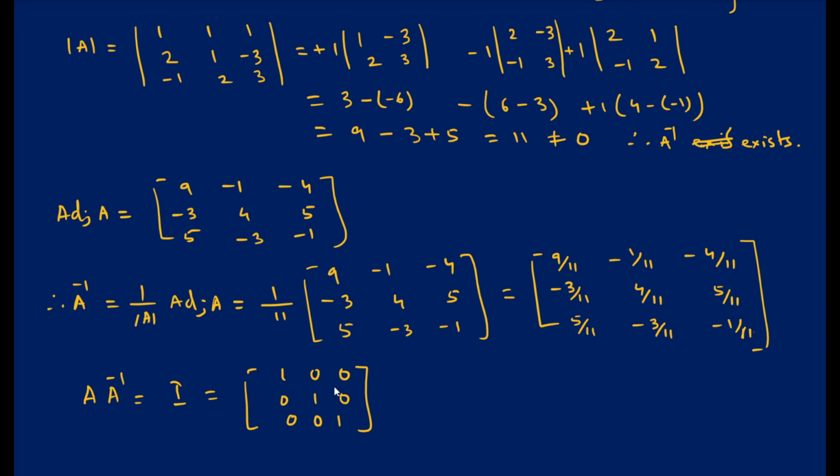Okay, so I hope both the things, that is adjoint of a matrix and inverse of a matrix, are very much clear to all of you.